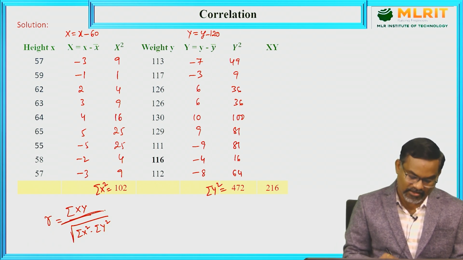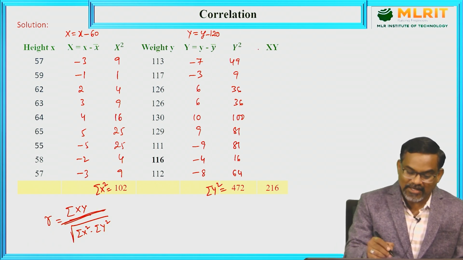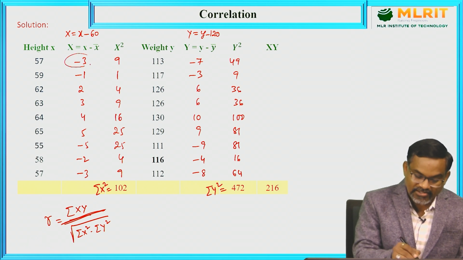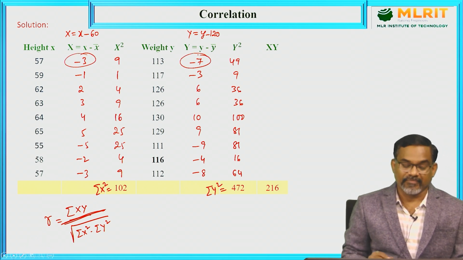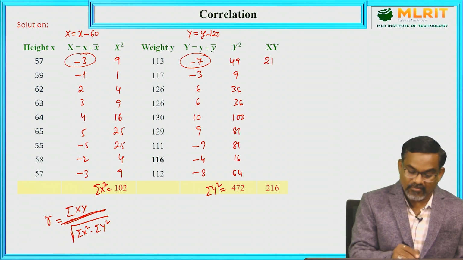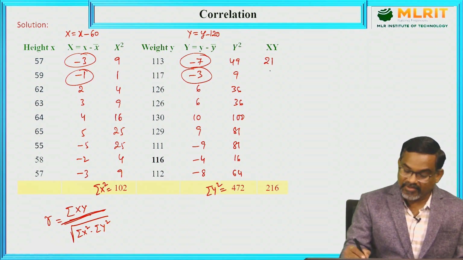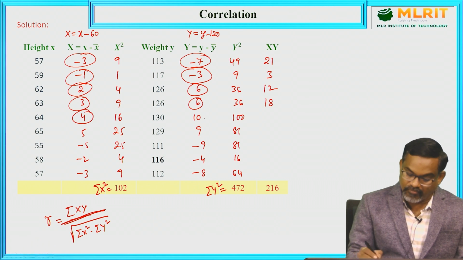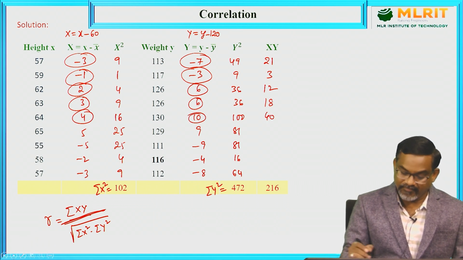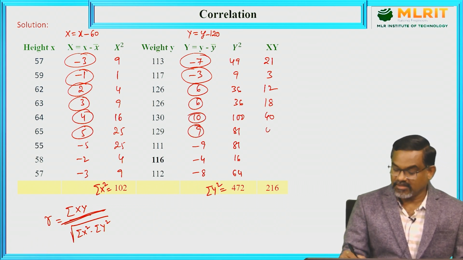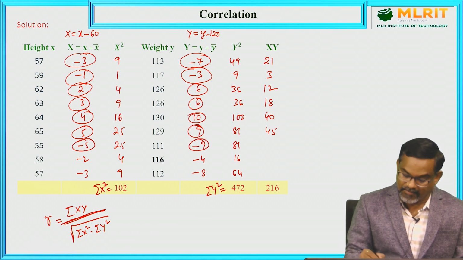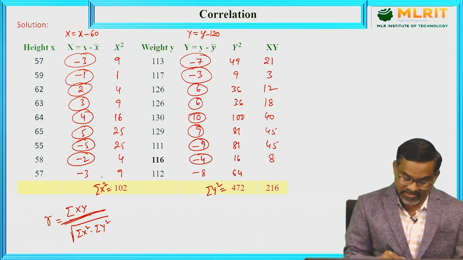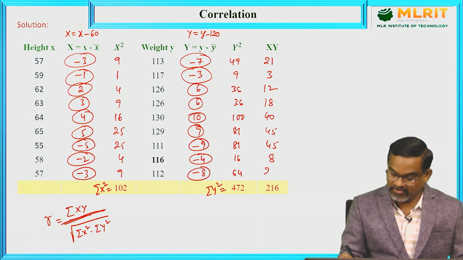And the last column, we need to calculate sigma capital XY, which is in the numerator in the formula. So sigma capital X into capital Y. Now minus 3 multiplied by minus 7, 21, minus 1 into minus 3 plus 3, 2 into 6, 12, 3 into 6, 18, 4 times of 10, 40, 5 nines are 45, minus 5 multiplied by minus 9 plus 45, minus 2 into minus 4 plus 8, minus 3 into minus 8, 24.